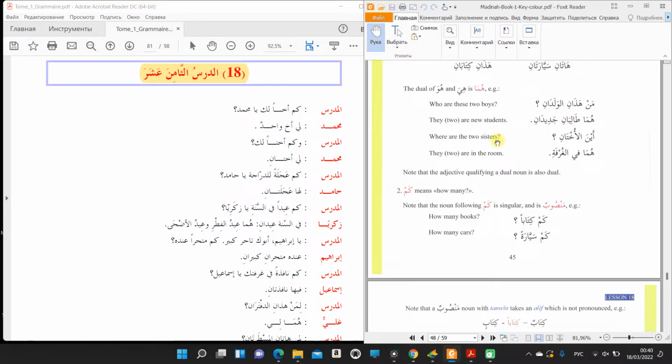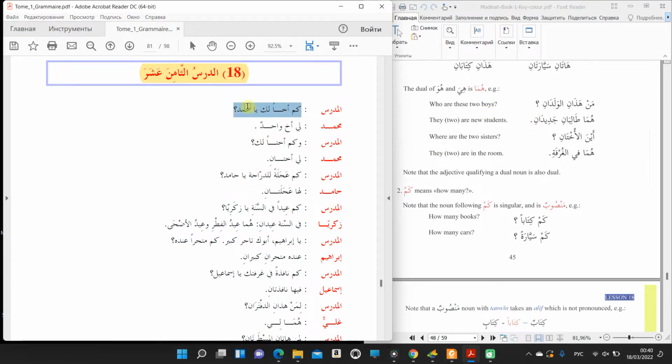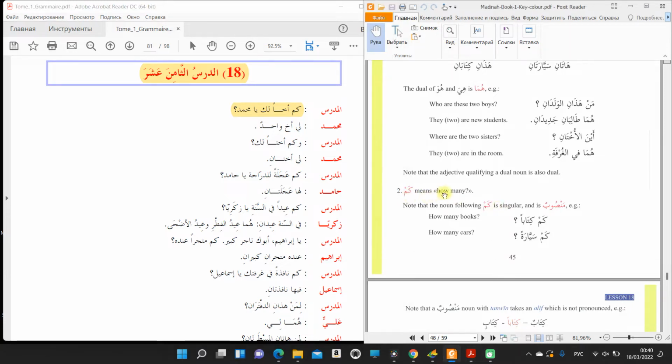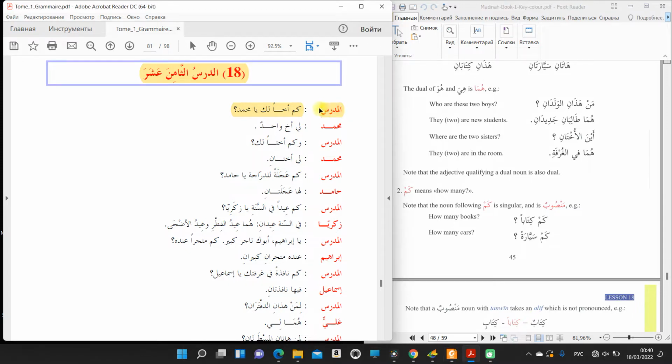The English language has singular and plural, but the Arabic language has singular, plural, and dual, and we'll get to know that a little bit later. The dialogue starts with the word kam. Kam is translated as how many. The teacher says, kam akhon laka ya Muhammadu. How many brothers do you have, O Muhammad?